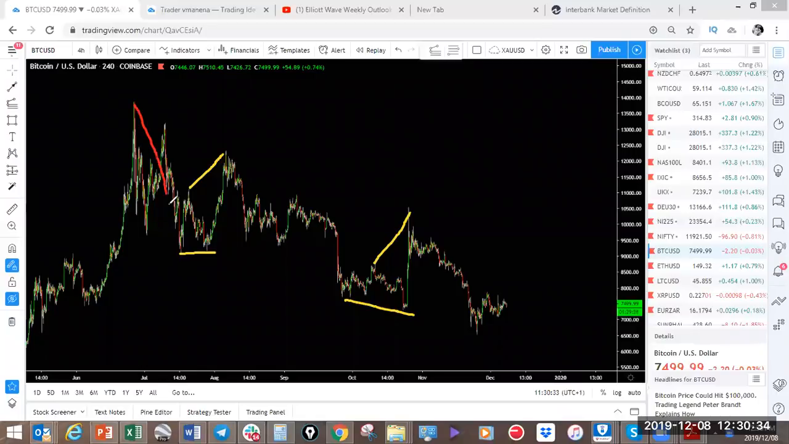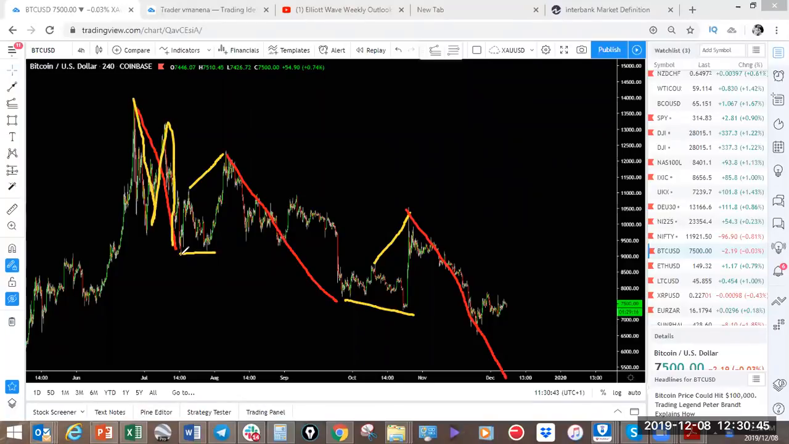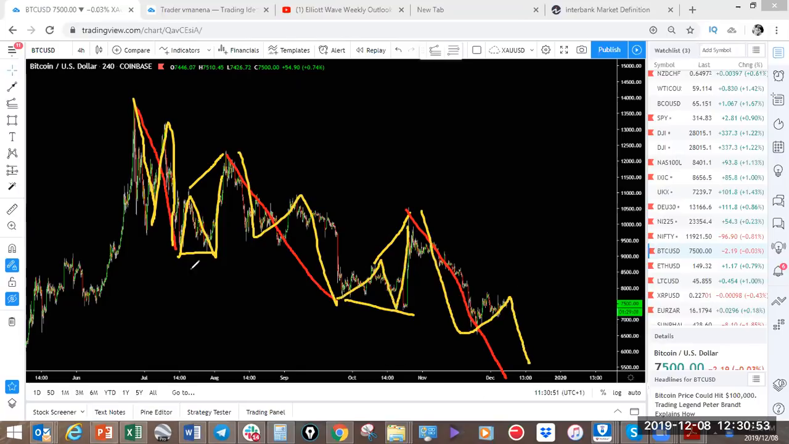Okay, so this is the 3-wave move to the downside on Bitcoin. This is another 3-wave move to the downside, and we're expecting another 3-wave move to the downside. What does this 3-wave move look like? It is 3-wave down here, 1, 2, 3, back, 1, 2, 3, back, 1, 2. We're expecting the last 3 to the downside. You see here, we've got a 1, 2, 3 as well. All of this is making a W, X, Y, X, Z.